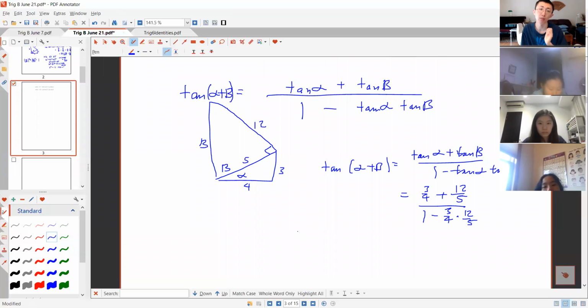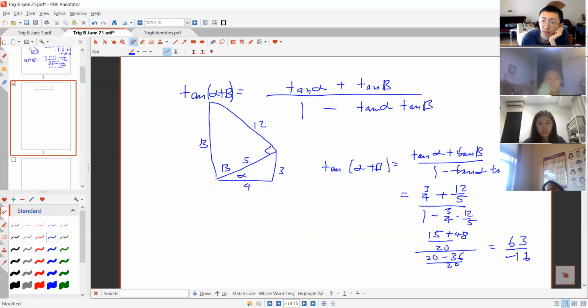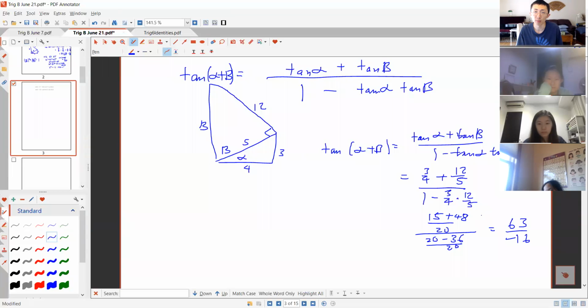Oh, whoops, what is that, 12/5? Oh, no, that's right, okay. So that's, let's see, on top it's 15 plus 48 over, this is 20 minus 36. So that's 63 over negative 16. So that makes sense.